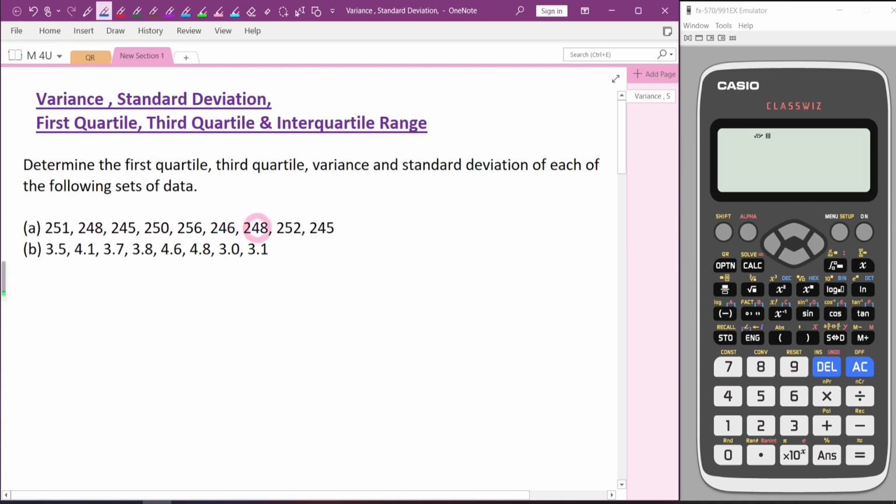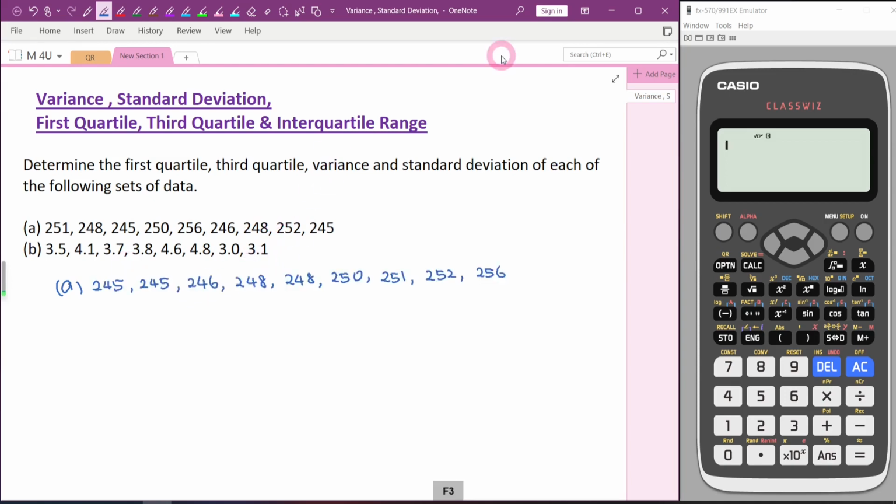So what I'm going to do here is to rearrange this data in ascending order or descending order, it's okay. It's totally up to you. Now here, let me arrange this data in an ascending order first. Okay, so I have rearranged all the data in an ascending order.